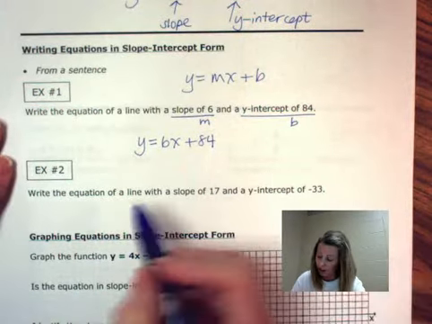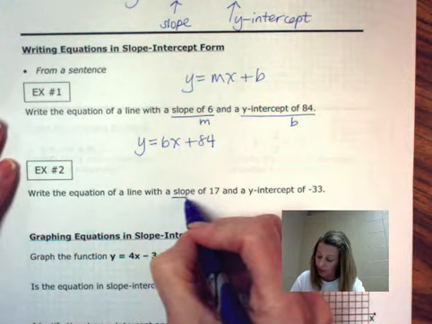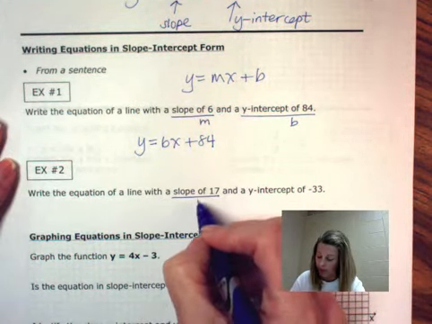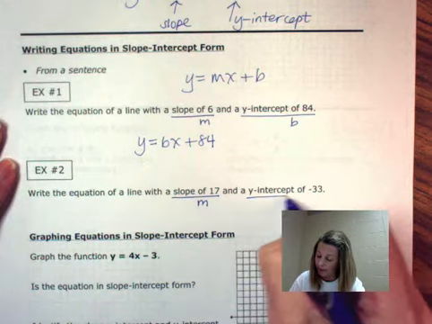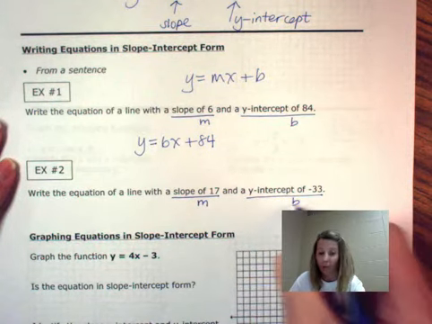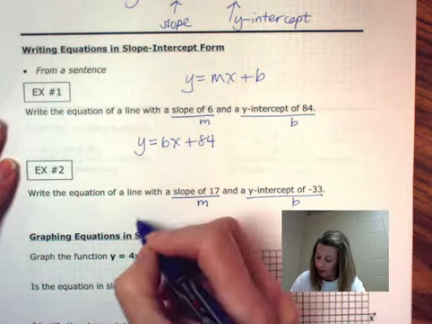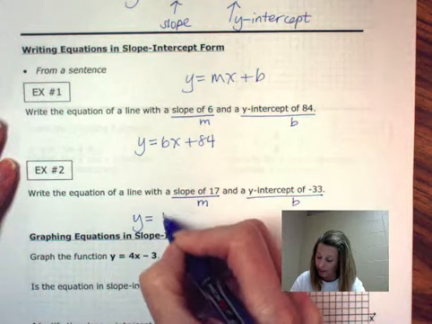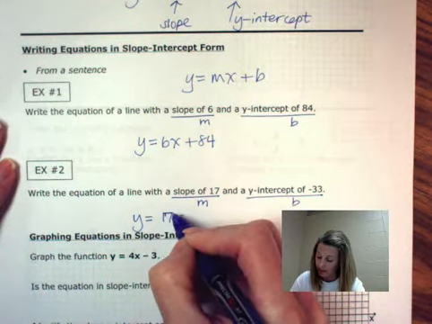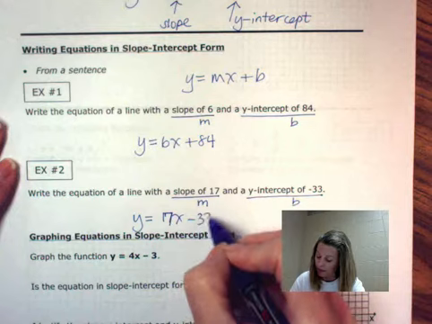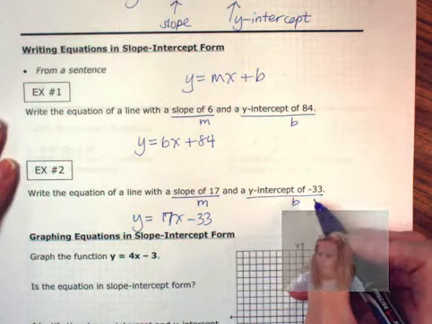Okay, number 2: write the equation of a line with a slope of 17, there's my m, and a y-intercept of negative 33, that would be my b. So that would look like this: y = 17x, and then minus 33 to represent the negative.